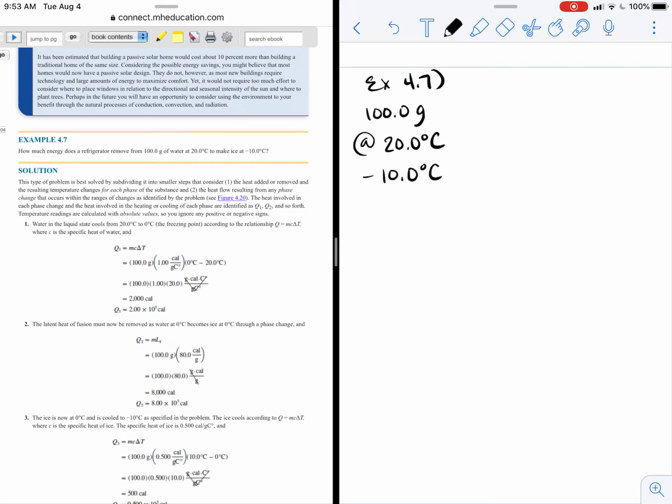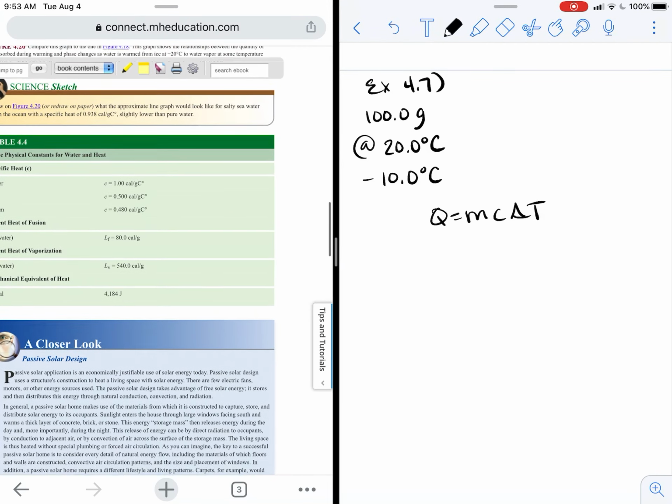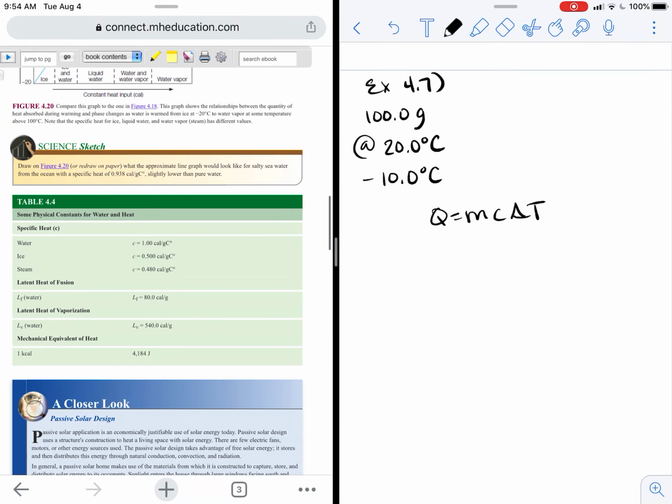Okay, so we're still using our heat equation on this, okay? So we've got Q equals MC delta T. All right, so we've got to use another bit of information. I want you guys to write down this table 4.4 on your PowerPoint somewhere. You're going to need this table for homework, quizzes, things like that. So make sure that you have this table available.